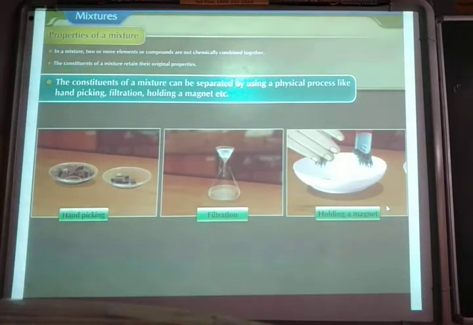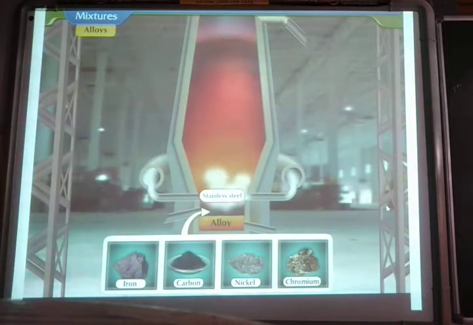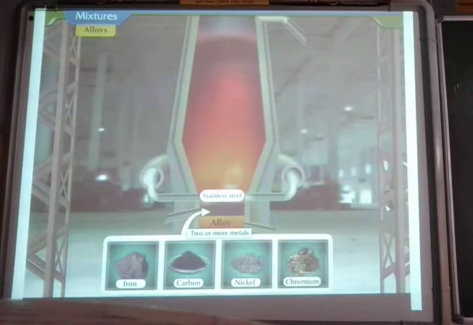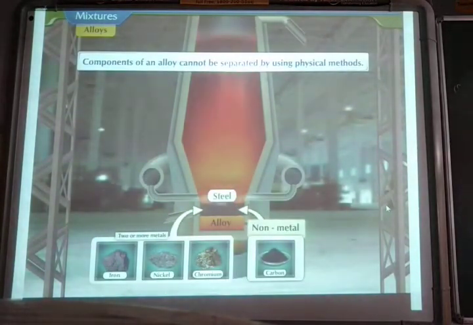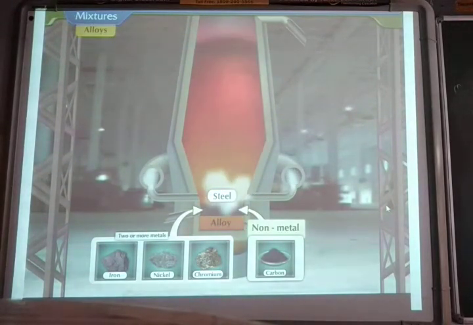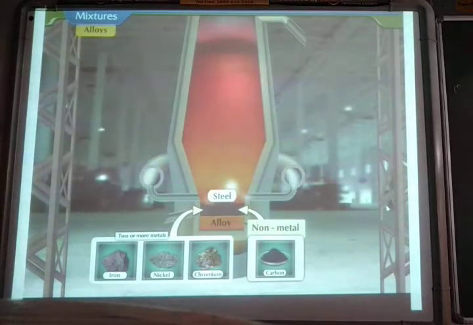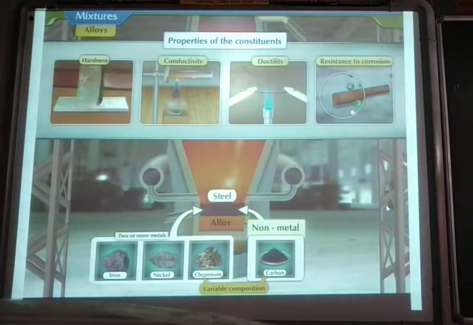Here are a few more examples of mixtures. Alloys. Alloys are prepared by fusing together two or more metals or a metal and a non-metal. The components of an alloy cannot be separated by using physical methods. But still, alloys are considered as mixtures because the constituents can have variable composition. They show the properties of its constituents.